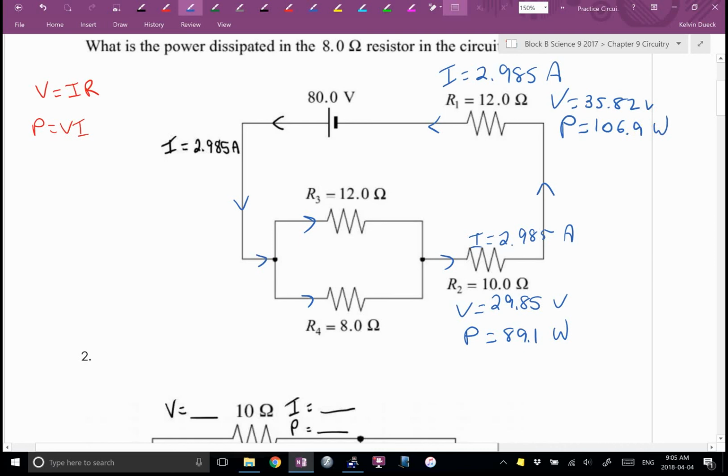Mr. Duke, how many decimal places should we go to? Usually 1, unless they give me more, so I'm going to use the 2.985 because they gave that to me to 3 decimal places, but otherwise I round off to 1. Okay.